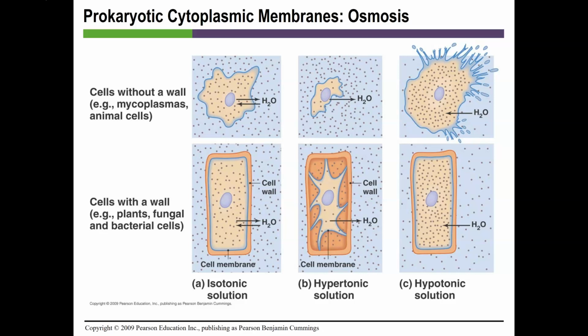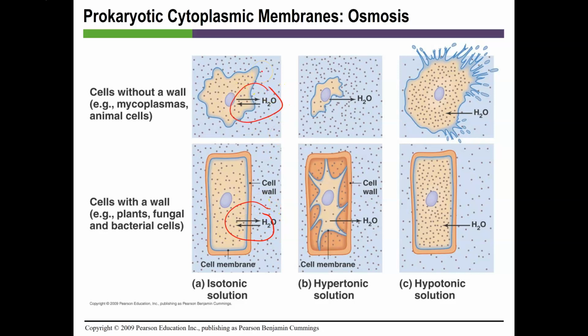If you say that we have an isotonic solution, it means that the solution outside of the cell has the same concentration of solutes, the stuff dissolved, as the inside of the cell. The net effect of that scenario is there will be no overall change, as many molecules of water will move inside of the cell as those that move outside of the cell. Everything pretty much stays the same.